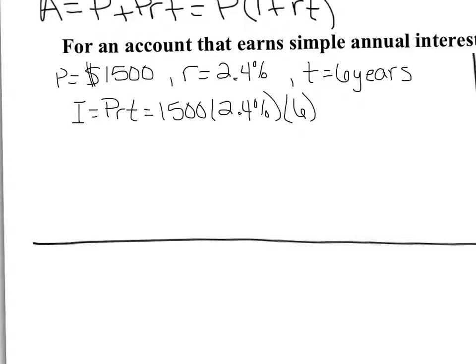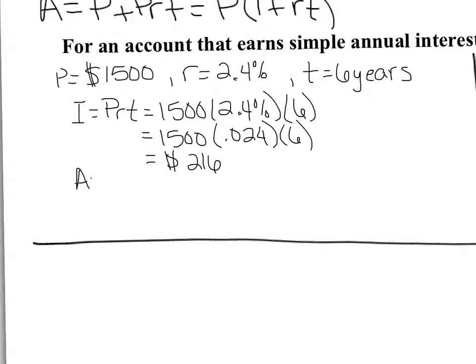Now just like always, if I have a percent, I need to change that to a decimal. So instead of 2.4%, I'm going to write 0.024 times 6. Well now it's just a multiplication problem. If you multiply all those out, you should get an interest of $216. So after 6 years of putting your $1,500 in this account, you're making $216.